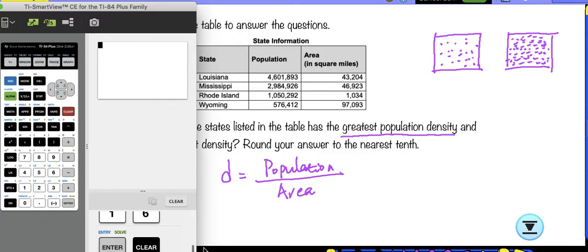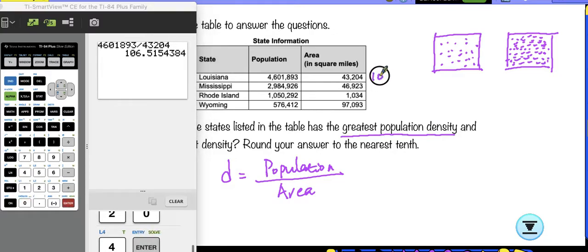So let's type the numbers in the calculator and compare. The first one is 4601893 divided by 43204, which is 106515. And the second one is 2984926 divided by 46923.